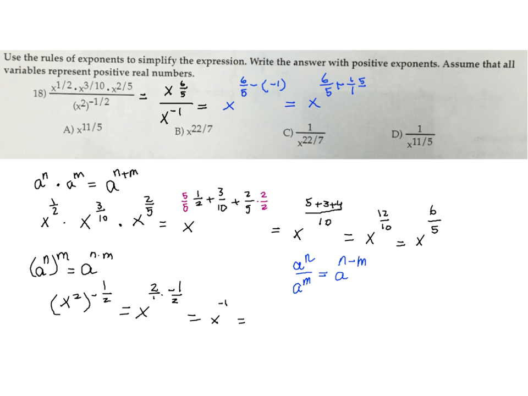The LCD is 5. I'm going to multiply this by 5/5 then. That would be x to the power of 6 plus 5 over 5, which is equal to what? X to the power of 11/5. Now, you notice that the exponent turns out to be positive, so what would be the right choice here? A, B, C, or D? A, right?